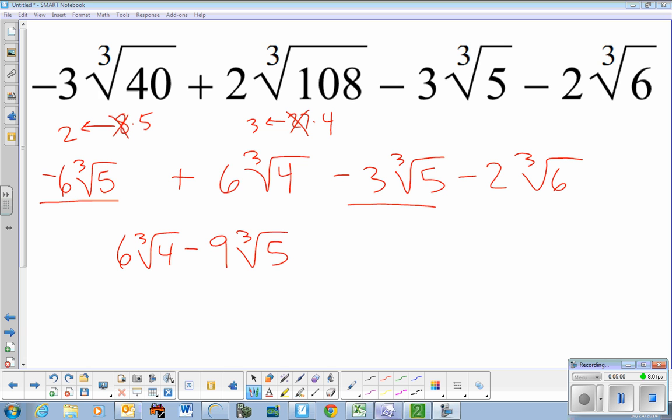The cube root does not change. It's just like when we add x's, you know. Negative 6x minus 3x is not negative 9x squared or anything like that. The cube root of 5 stays the same just like an x would. And then the cube root of 6 has nothing to pair up with. So there's adding and subtracting, along with some simplifying of cube roots.